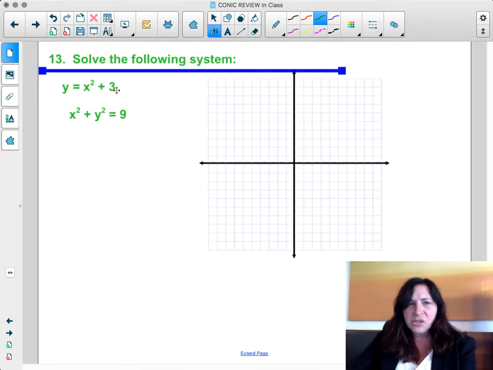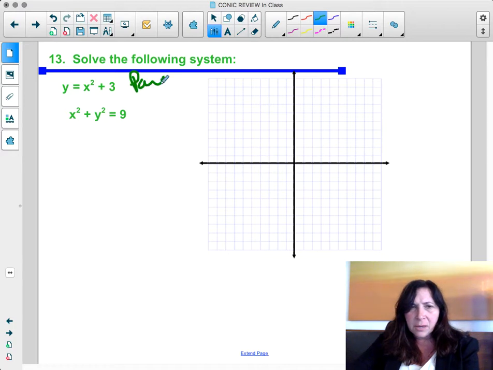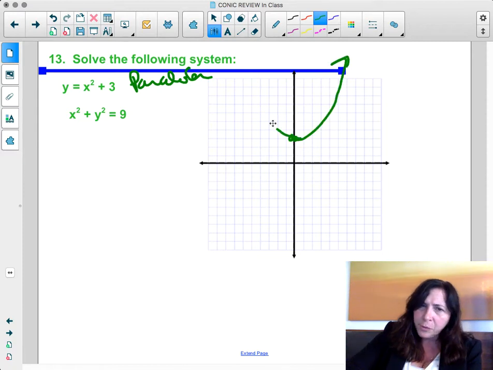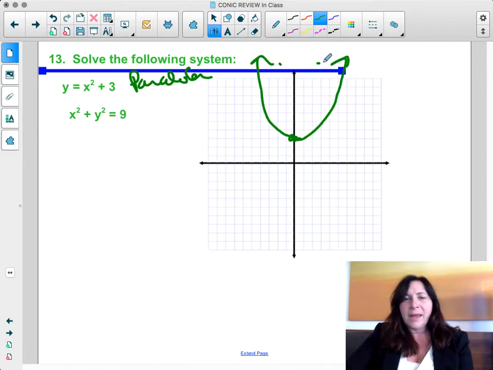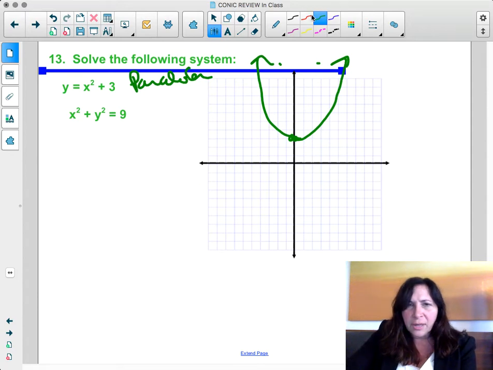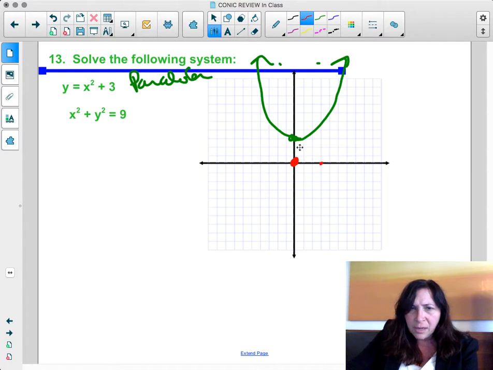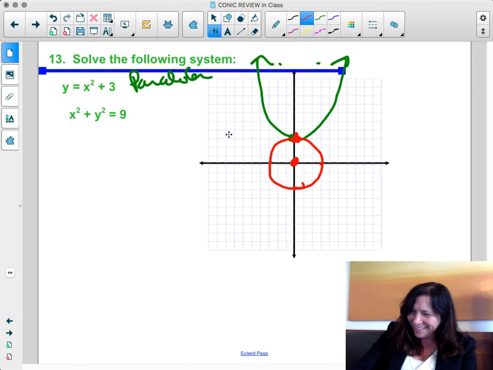This one says solve the following system. This is a parabola, and this parabola looks like it just goes up 1, 2, 3 here and goes up super happy like that. And this is a circle, and that circle has a center at 0, 0. So 3, 3, 3, 3. Well, this one looks pretty simple, actually. I probably should have started with this one.